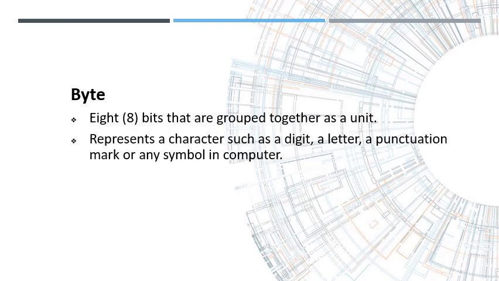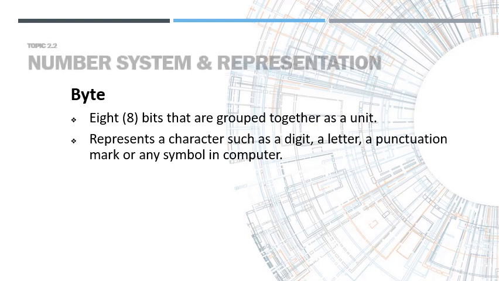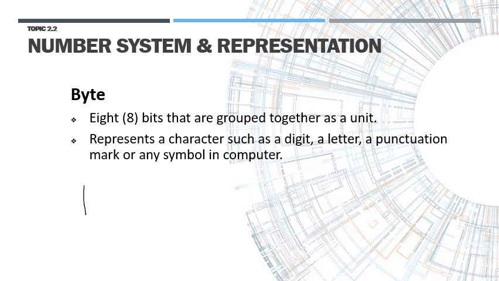Next one, byte. What is a byte? A byte is a group of bits together as a unit, where 1 byte equals 8 bits. It represents a character, such as a digit, a letter, a punctuation mark, or any symbol in a computer. So 1 byte equals 8 bits. That is the unit.